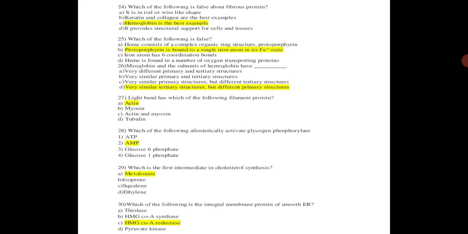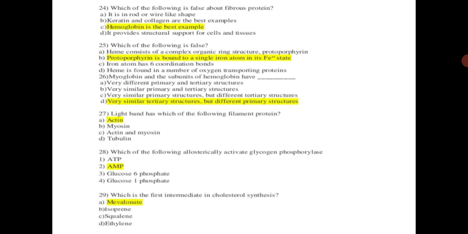Moving to the next question, question number 24. Which of the following is false about a fibrous protein? The fibrous proteins are also called scleroproteins. We know that there are three types of protein: globular protein, membrane protein and scleroprotein. The fibrous proteins are made up of elongated or fibrous polypeptide chains which form a filamentous or sheet-like structure. These kinds of protein can be distinguished from globular protein by their low solubility in water.